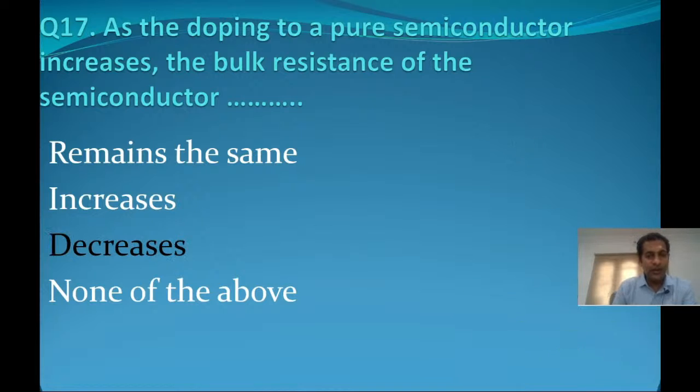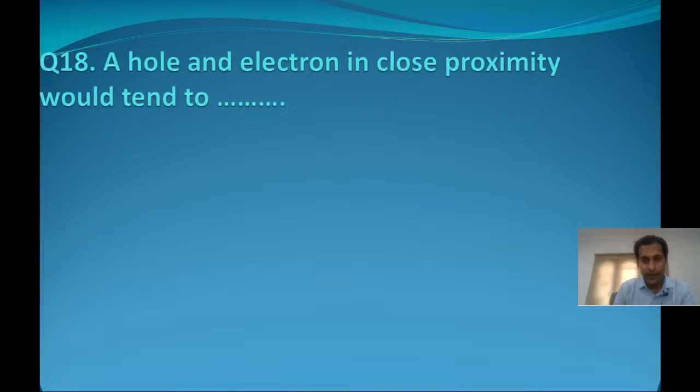The answer is decreases. When we add doping to a pure semiconductor and doping is increasing, that means conduction is increasing. Conduction is increasing, that means resistance is decreasing.